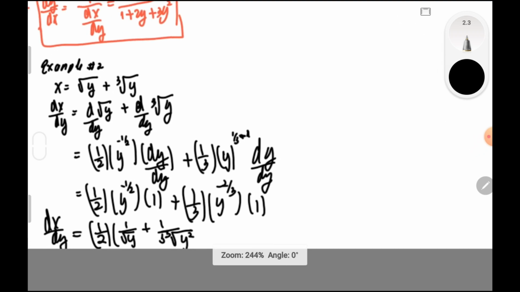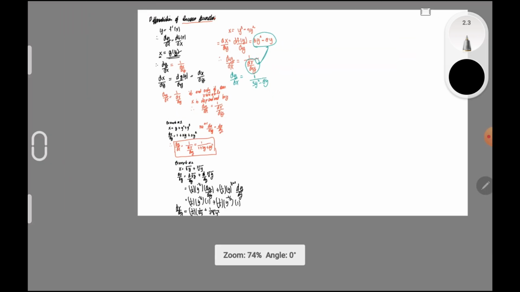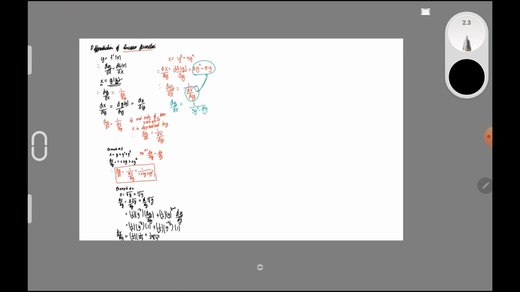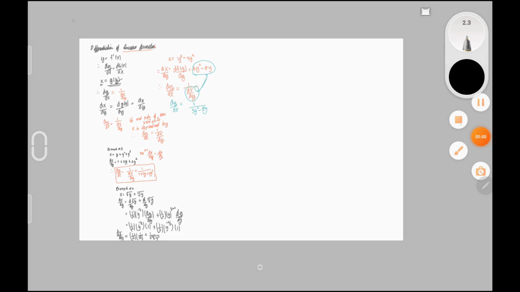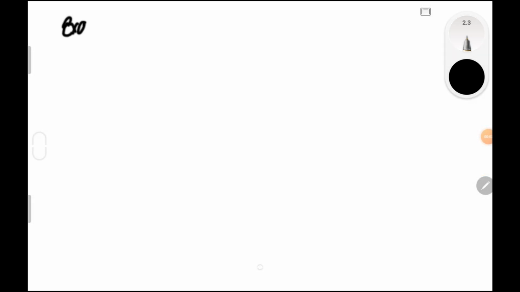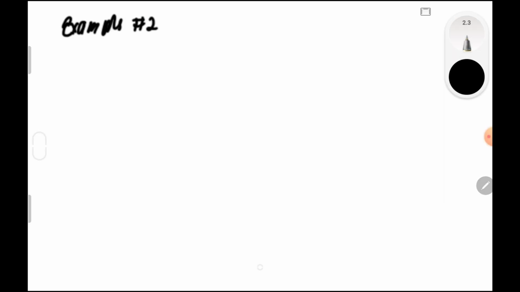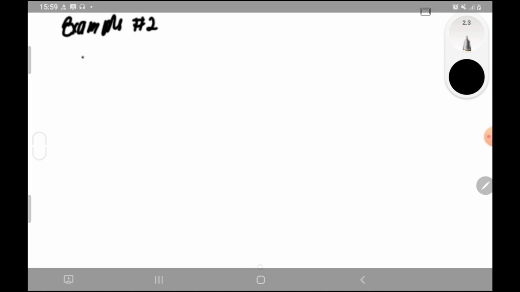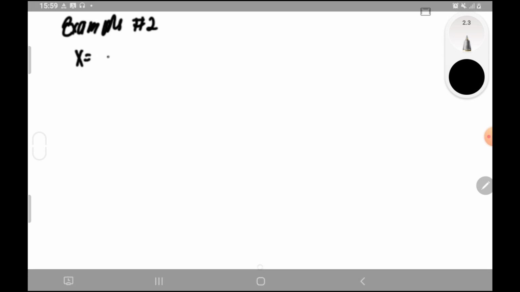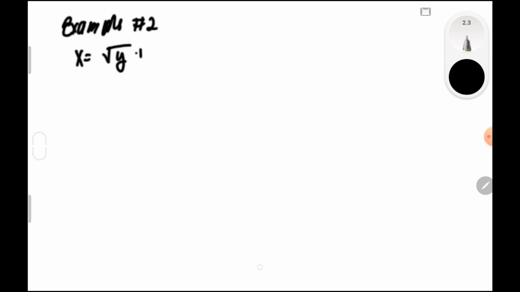Sorry. So let's have our example number 2, wherein we have x is equal to square root of y plus cube root of y.